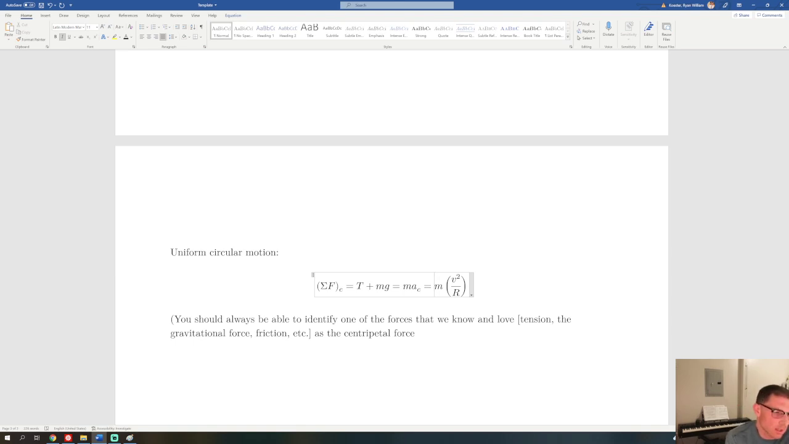So the net force in the centripetal direction for uniform circular motion is mv squared over r. What I'm trying to say, though, is basically what I put in words here: you should always be able to identify one of the forces that we've been working with up to this point, whether it's tension or the gravitational force or friction or whatever, as the centripetal force or one of the forces that has a component in the centripetal direction. Okay, are we good with this?